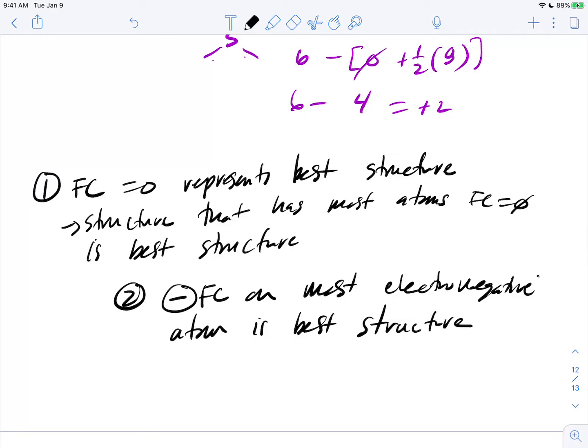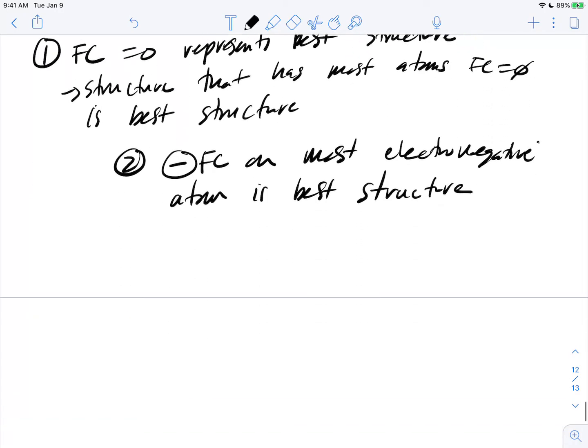Okay, so we're going to do an example. But basically, most formal charge is 0. That's the best structure. If we can't have all formal charges of 0, that negative formal charge is going to be there then. We want that on the most electronegative atom, so most often that's going to be oxygen for the examples that we're going to see.